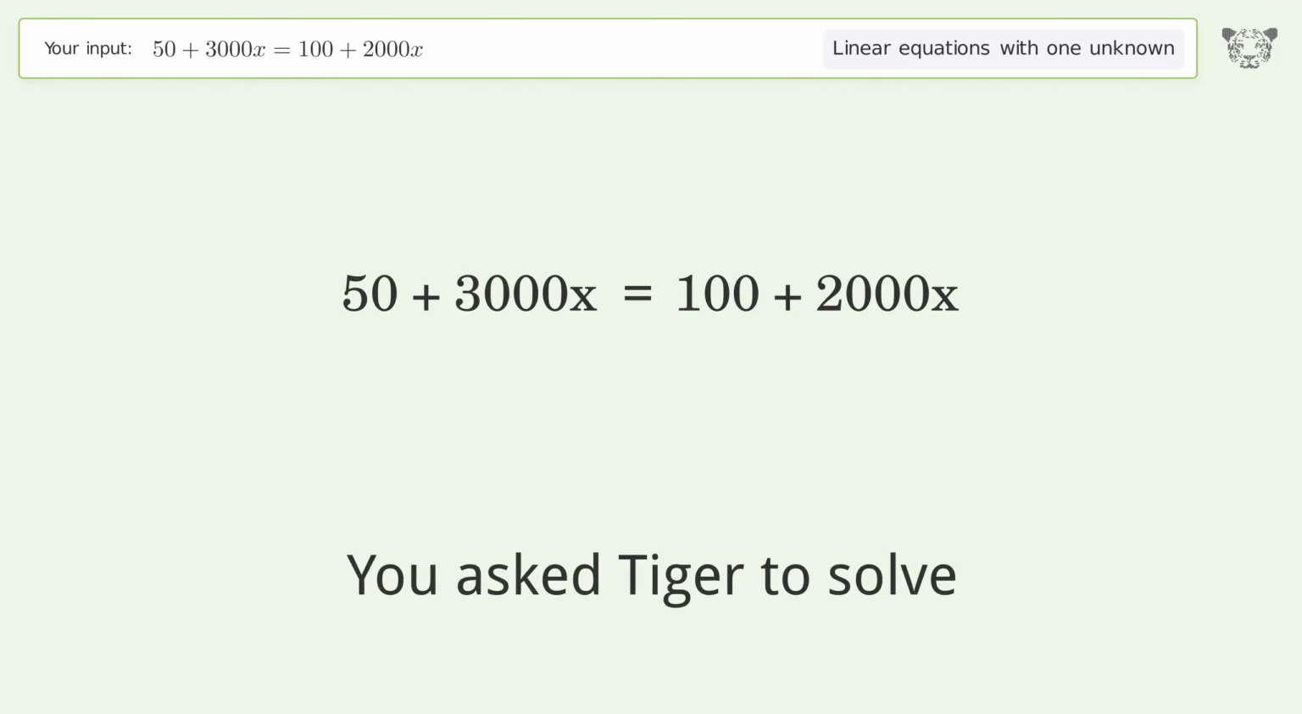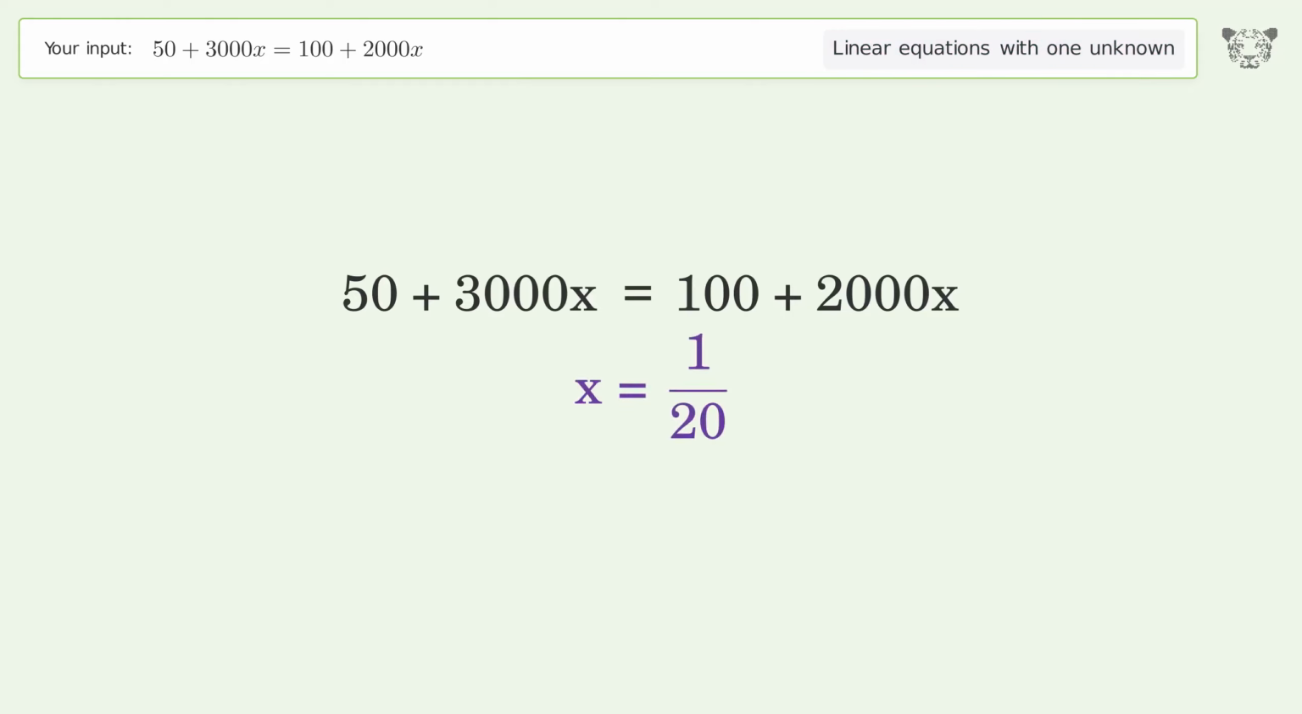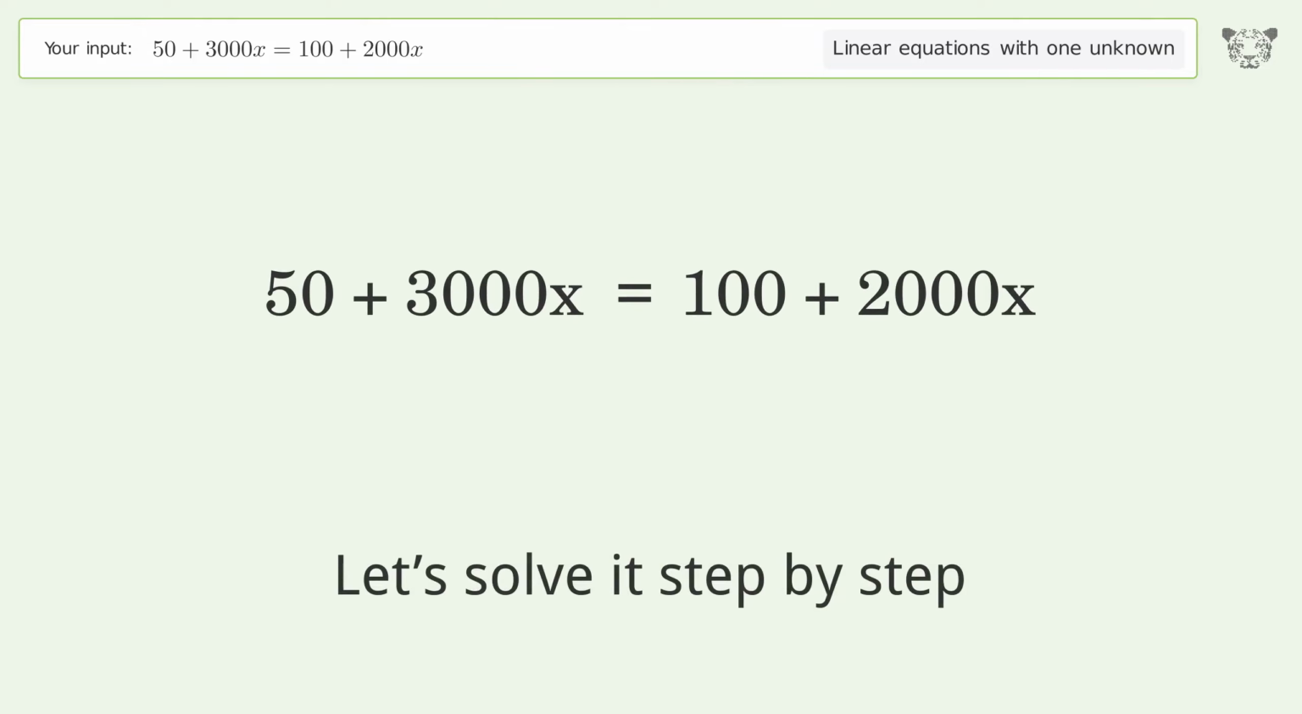You ask Tiger to solve. This deals with linear equations with one unknown. The final result is x equals 1/20. Let's solve it step by step.